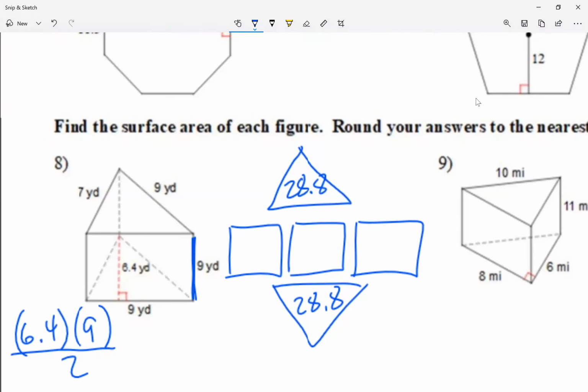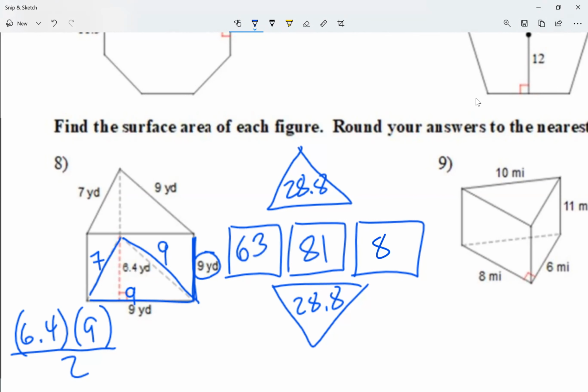So 9. I'm going to multiply 9 times each side of my rectangle. Okay, so I need to look at my rectangle again, and I need to know the measurement of each of my sides. I know one side is 7, another side is 9, and the third side is 9. And I know the height of the prism is 9. So I'm going to go 9 times each of the sides of my triangle. So I'm going to go 9 times 7, 9 times 9, and 9 times 9.